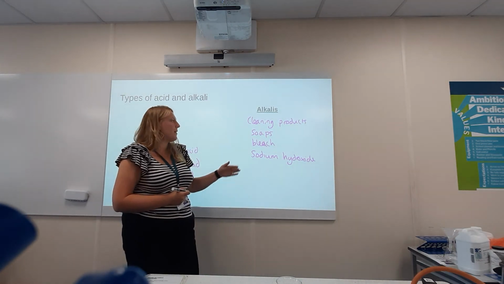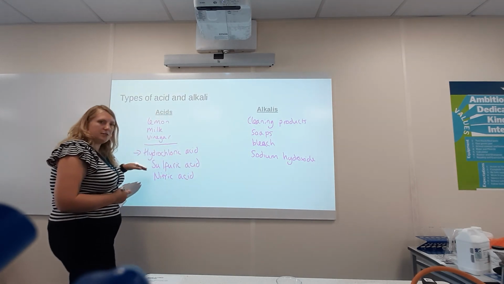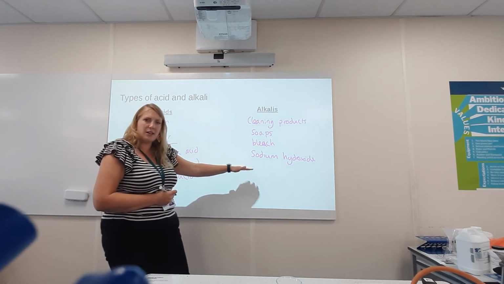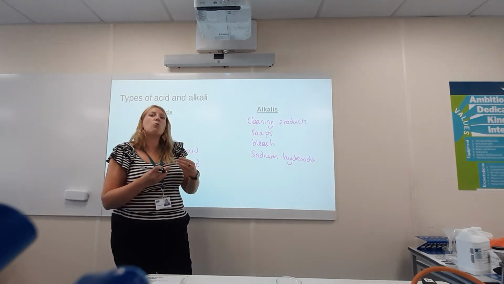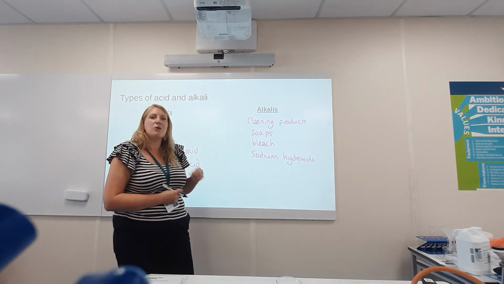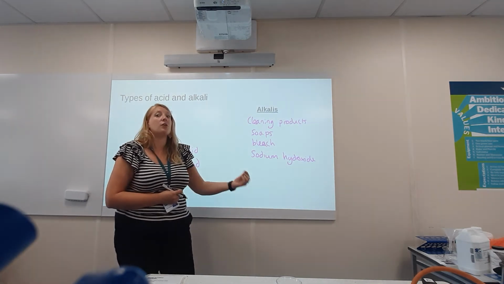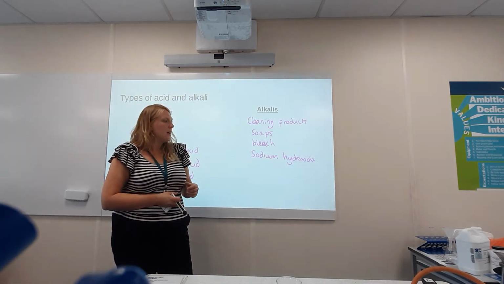Of varying strengths. The other thing about these ones in particular, hydrochloric acid, sulfuric acid, nitric acid, sodium hydroxide, is that we can make them different strengths. So you can have a weak version of sodium hydroxide. You can also have a very strong version, which we would call a concentrated alkali. Okay, I'm going to leave that there.